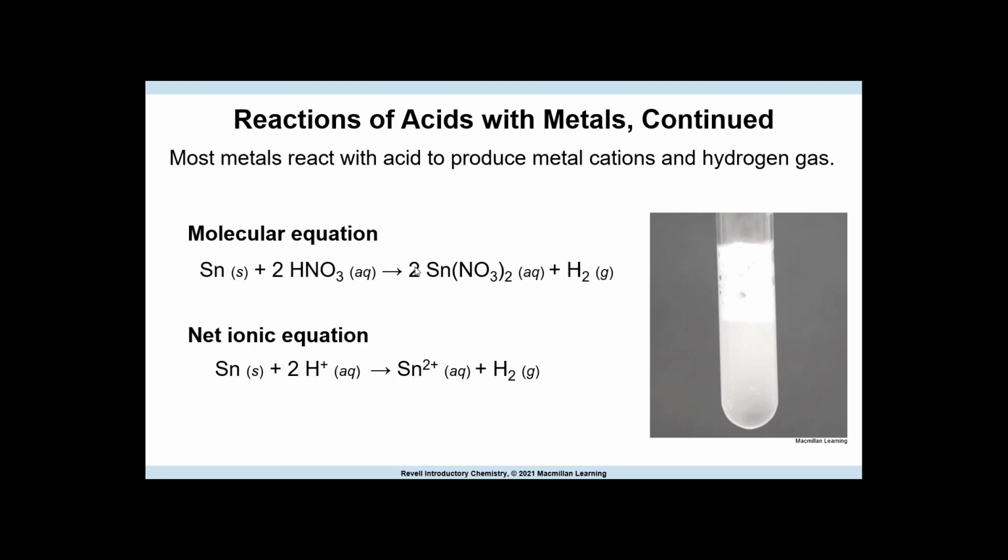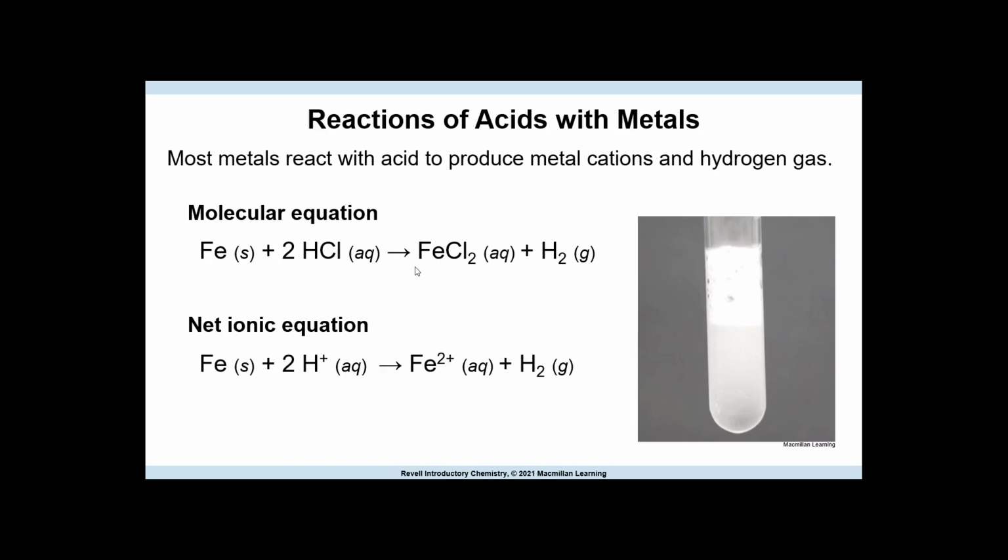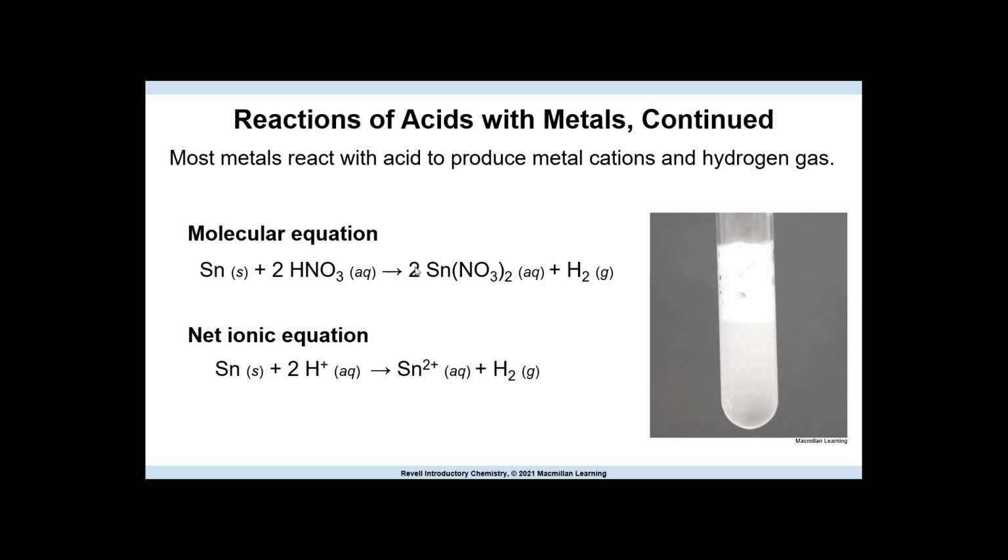Okay, so similarly, Sn is tin, which reacts with nitric acid to produce tin nitrate and hydrogen gas. Again, we can show this reaction as a molecular equation or a net ionic equation. So there is a common theme here: metals, when they're in combination with an acid, tend to produce hydrogen gas as a product. So that's what you're seeing here. Not all, but this is what we're also going to learn as we go on.